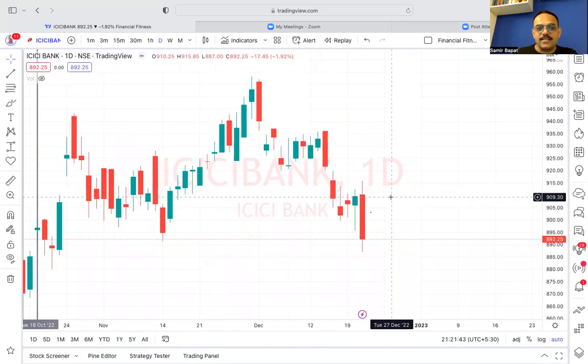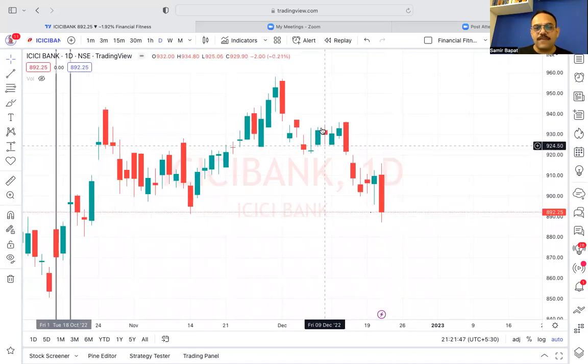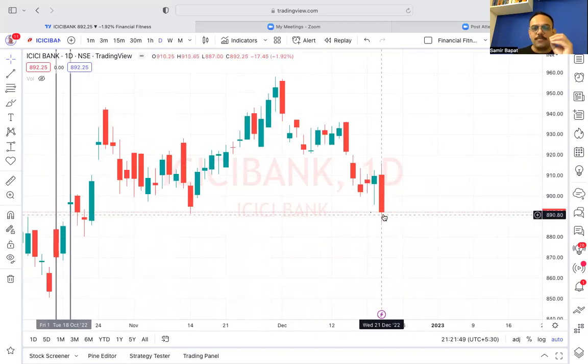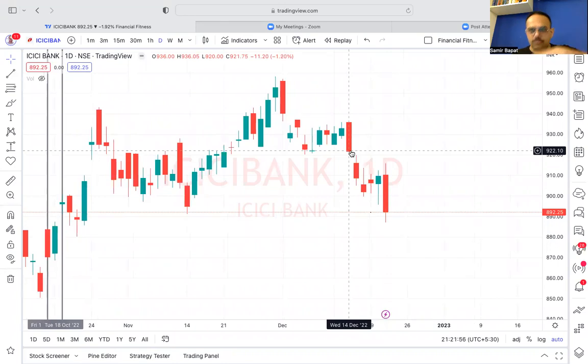Now, the second thing is what the Japanese used, that where will this stop? Normally, they will use the gap as a support resistance. I'll show you the reverse way how it will look.